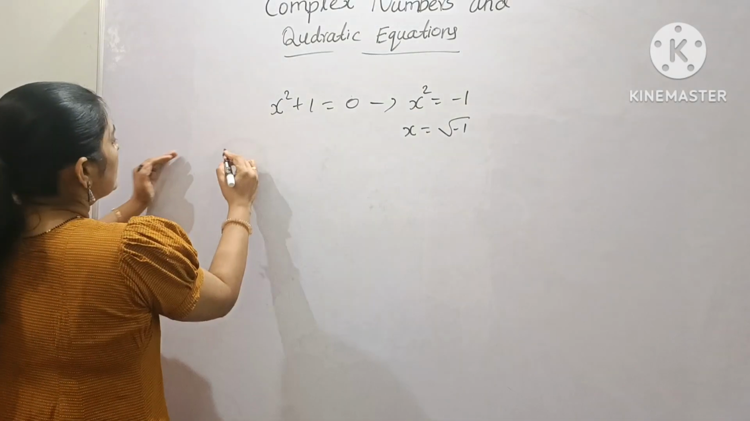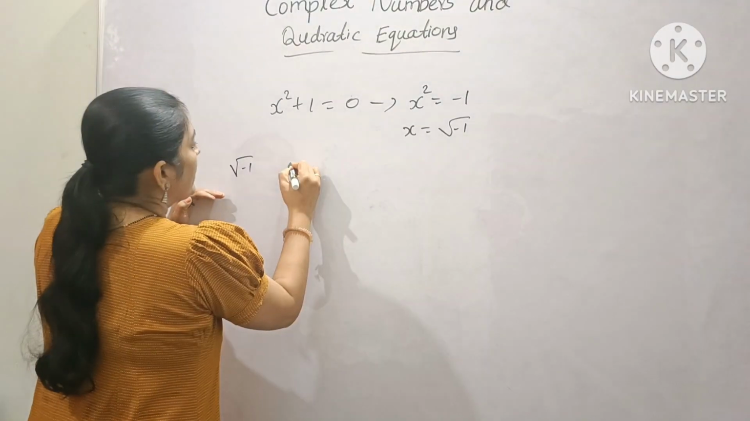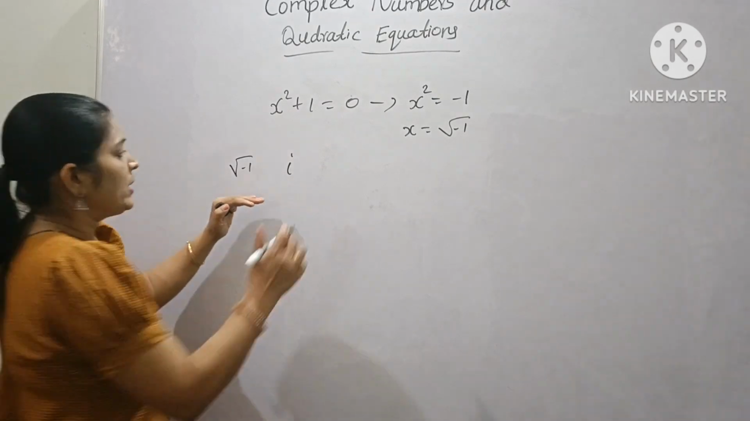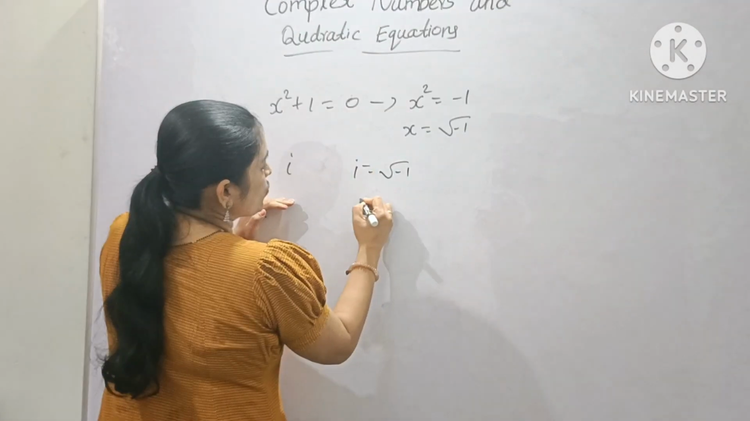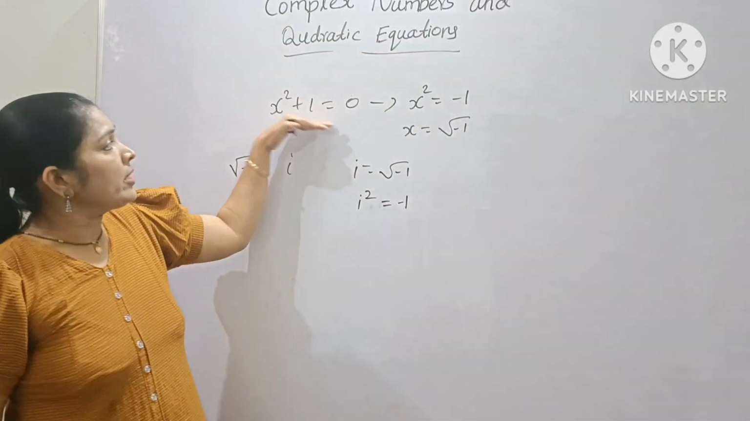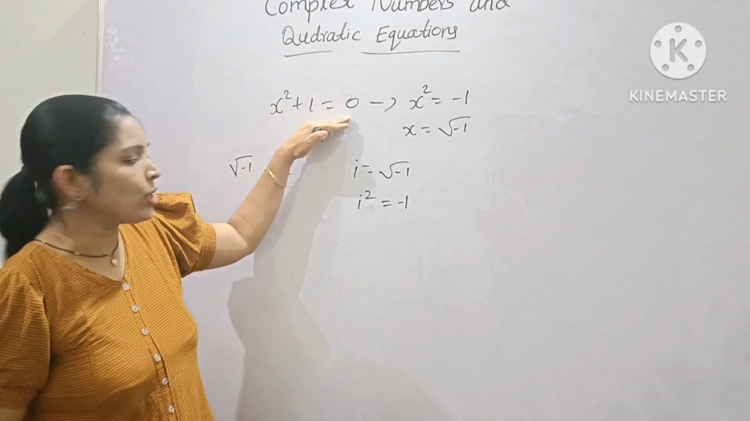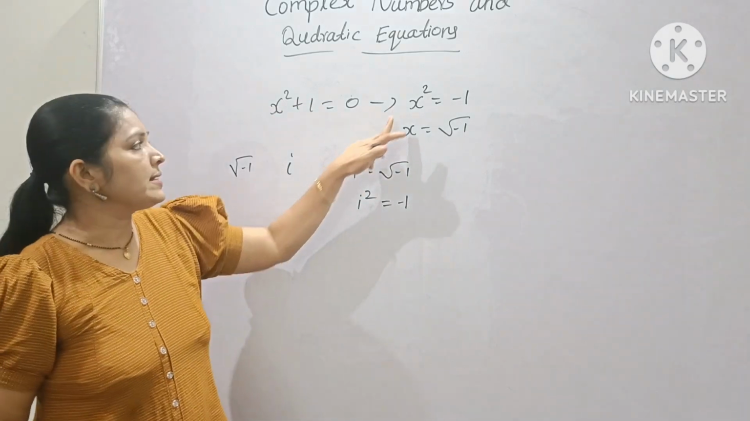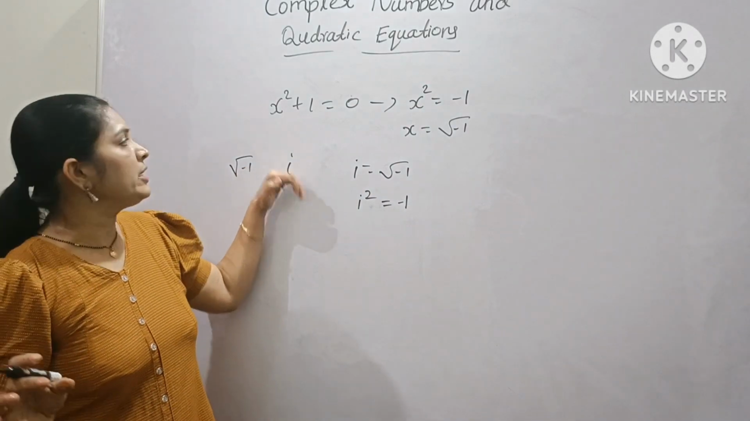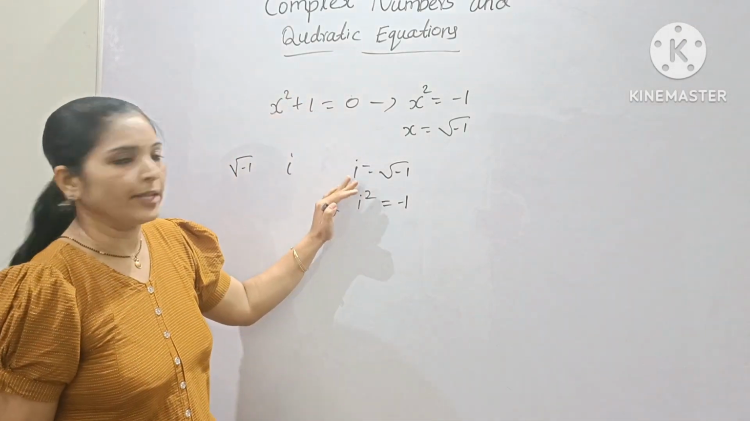So, here a number that is square root of minus 1 is denoted by i, an imaginary number. Therefore, i is equal to square root of minus 1, so i square is equal to minus 1. Therefore, what is the solution of x square plus 1 is equal to 0? The solution is i, that is x is equal to square root of minus 1. So, we denote it by i, an imaginary number.